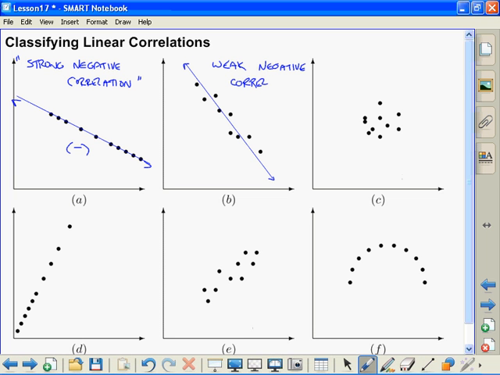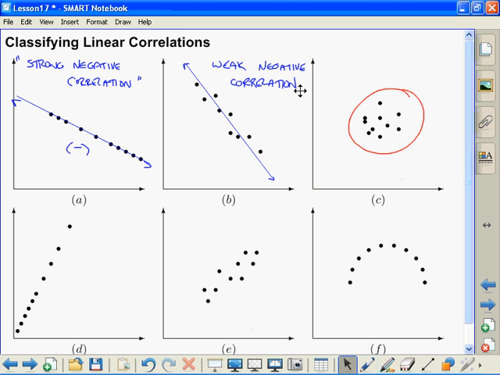Now, I'm going to talk about how we can mathematically measure this, because it is subjective, and I said in the grade 9 course that I would make it exaggerated. But how are we going to determine it now when we need to be a little bit more accurate? We'll deal with that in the next video.